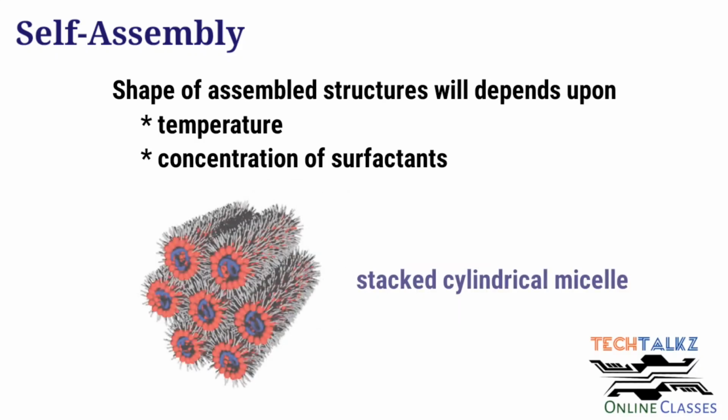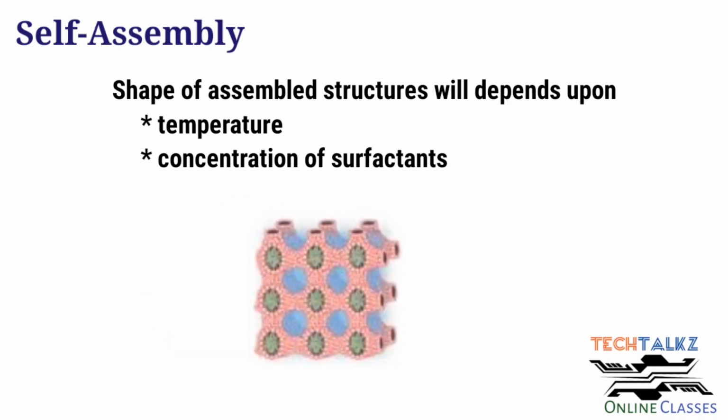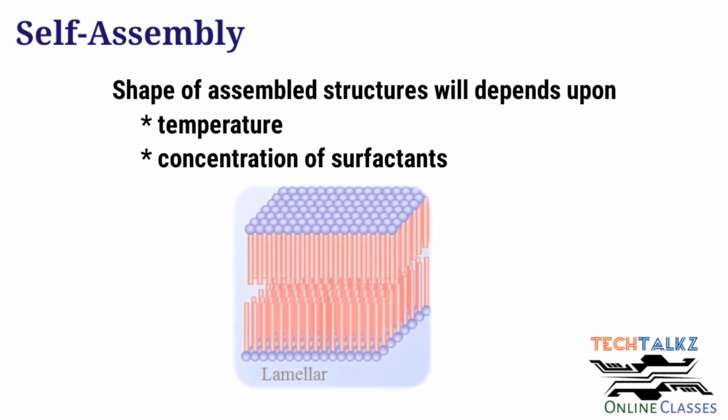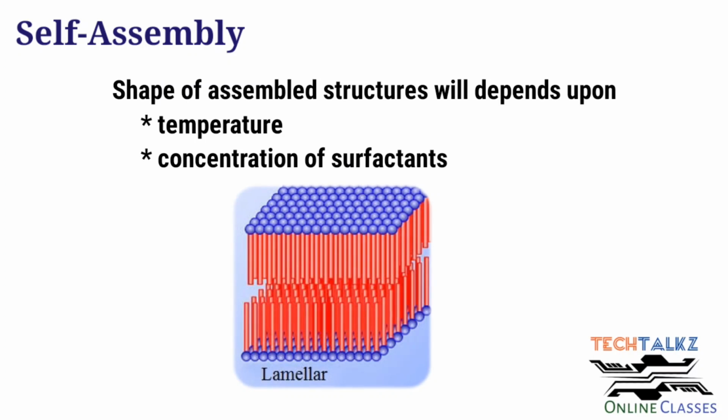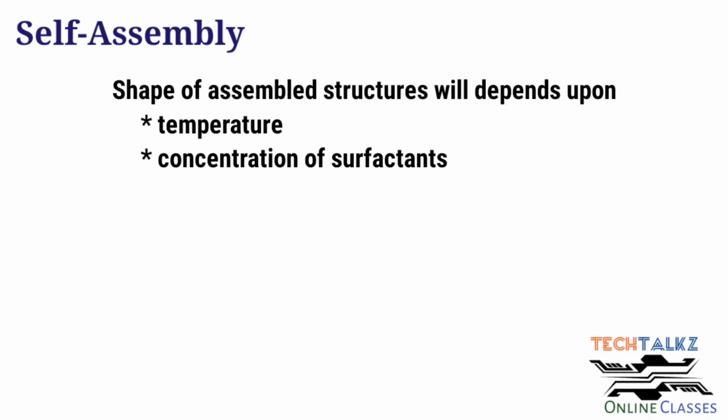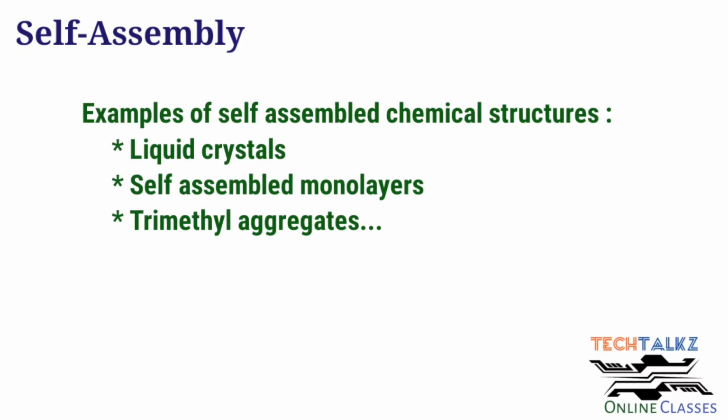If we further increase the concentration of surfactants, we will get stacked cylindrical structures, or we can say a hexagonal phase. If we increase again, we will get cubic structures. And under extreme conditions, with very high concentration of surfactants and very high temperature, we will get lamellar phases. So we can say the structure of the aggregate depends upon the concentration of surfactant molecules and the applied temperature.